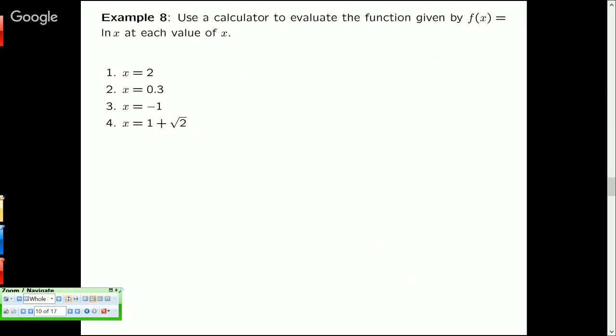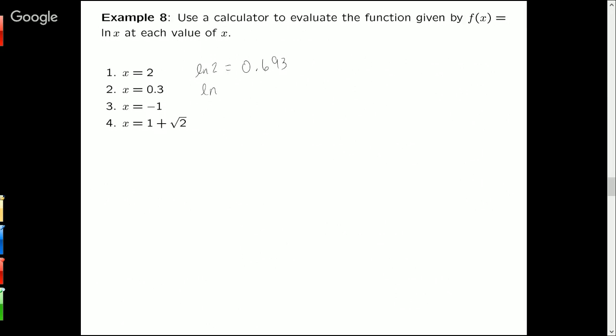Okay, use a calculator to evaluate each of these, and this is a natural log function. So let's evaluate natural log of 2. 0.693. Natural log of 0.3: do we expect that one to be positive or negative? Negative, because it's smaller than 1. Negative 1.2. Okay, and then natural log of negative 1, what do we expect? Does not exist. Can't plug in negative numbers.